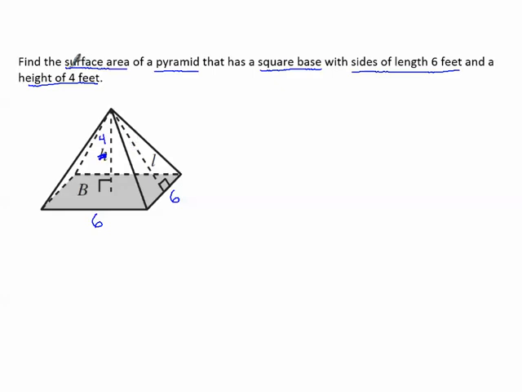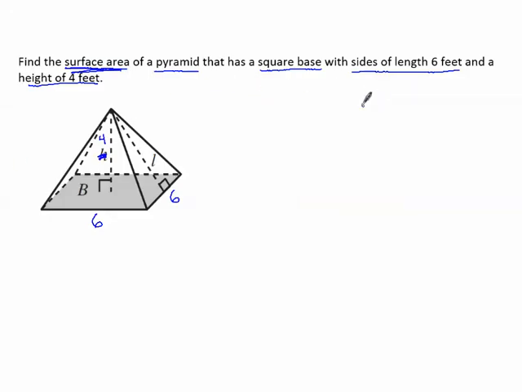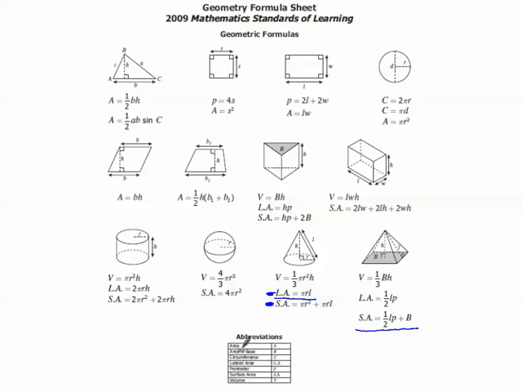We need the surface area formula. So let's go to our formula sheet, find the pyramid, and look for SA. Here's the formula that we need. Let's go back to our problem and write that down. The surface area equals 1/2 LP plus uppercase B. It very much matters that we write uppercase B because uppercase B, remember from our formula sheet, means area of base. Lowercase b just means the length of the base.